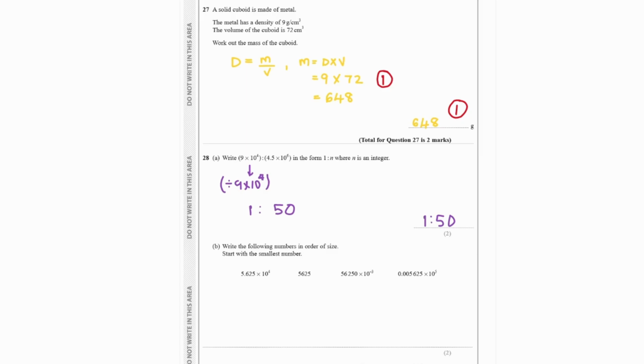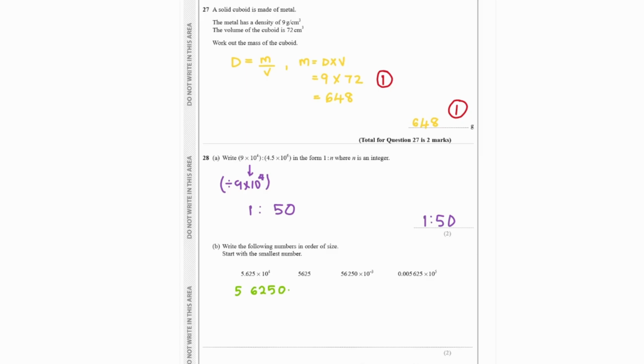Start with the smallest. So first, as we can see, some of these numbers are ordinary and the rest are given in standard form, and therefore we would have to first make all of these ordinary numbers in order to compare them correctly. The first number is 5.625 times 10 to the power 4, which means that we would have to move the decimal to the right 4 times. If we put a placeholder there, this number now becomes 56,250. The second number is 5,625, and it is already given as an ordinary number.